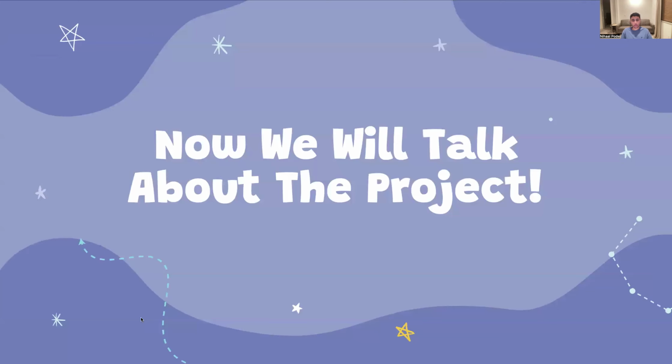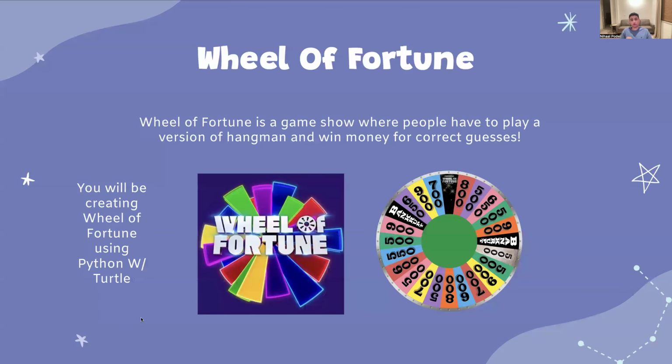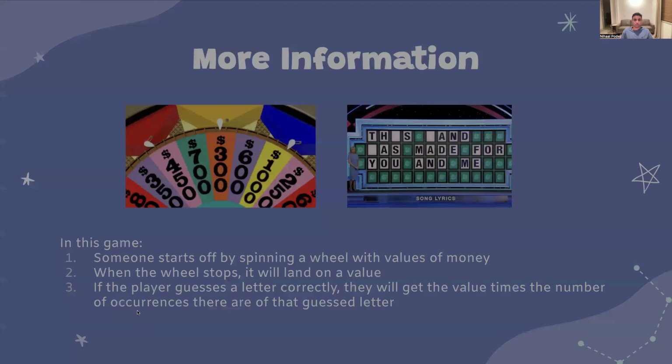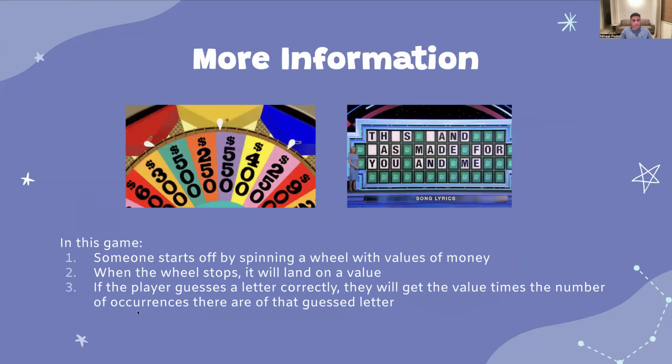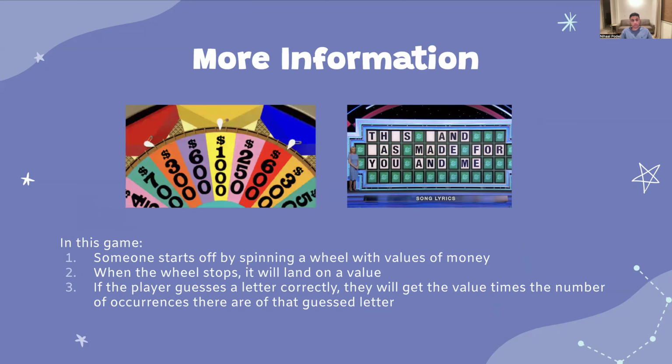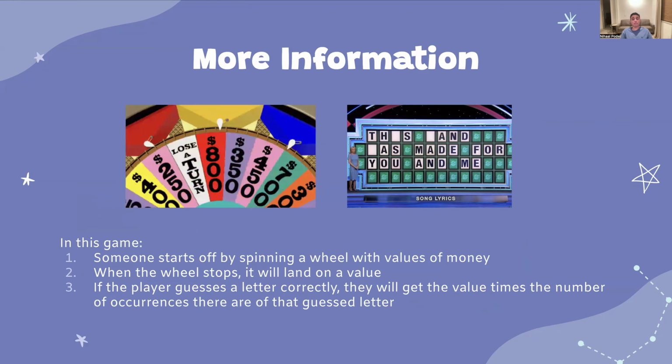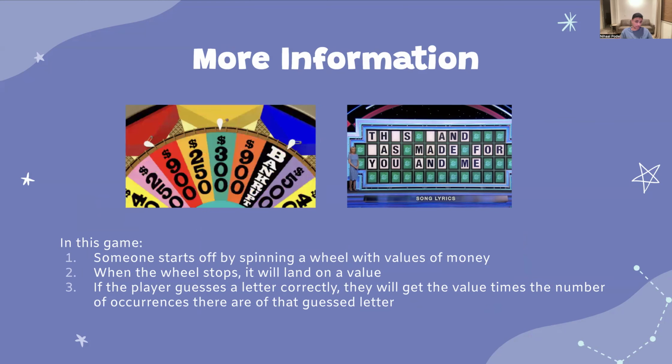Now, let's talk about the project: Wheel of Fortune. Wheel of Fortune is a game show where people play a version of Hangman and win money for correct guesses. You'll be creating Wheel of Fortune using Python with Turtle. Here's some more information. In this game, someone starts off by spinning a wheel with values of money. When the wheel stops, it will land on a value. If a player guesses a letter correctly, they will get the value times the number of occurrences of that guessed letter.